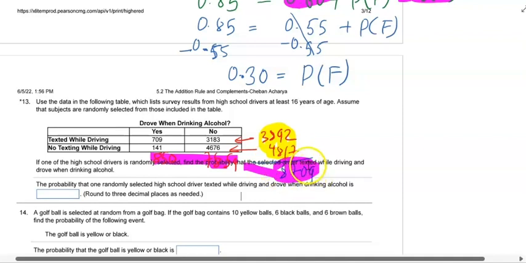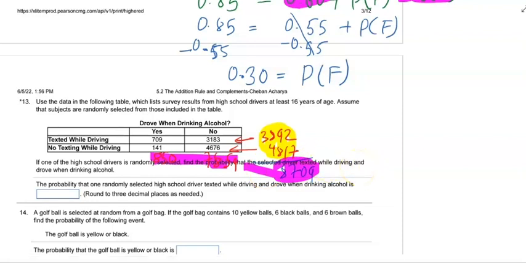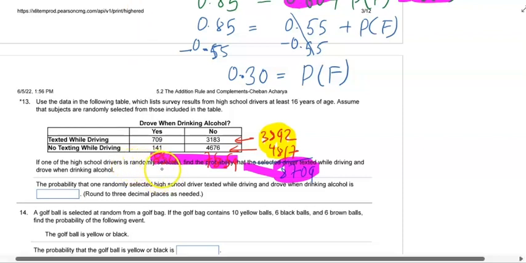That's what we need. We need to find the probability. The question is, if one high school student is randomly selected, find the probability that the selected driver texted while driving and drove when drinking alcohol. He does both at the same time. Find the probability that a randomly selected student does text while driving and drove drinking alcohol. And how many people do both at the same time?